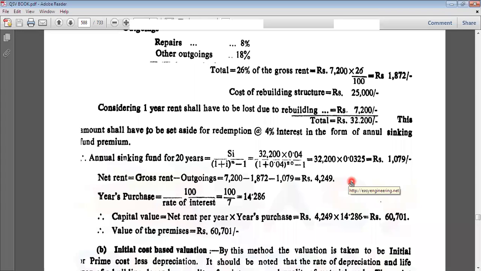Okay, now after getting the net rent, you have the years purchase. Years purchase, here they have considered as a perpetual income, and years purchase they have taken as 100 by I. Okay, so just to get the value of YP, put it in the formula, capitalized value equals net rent multiplied by years purchase, you will get the value of the premises. Okay, so in this way they have taken this particular problem.